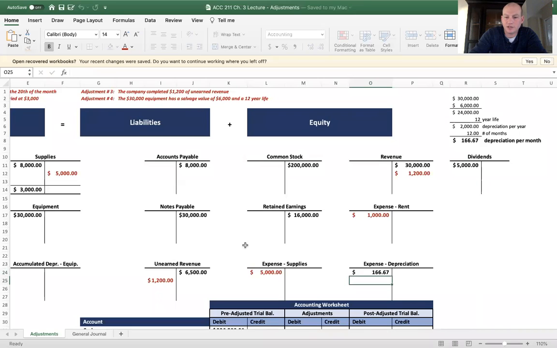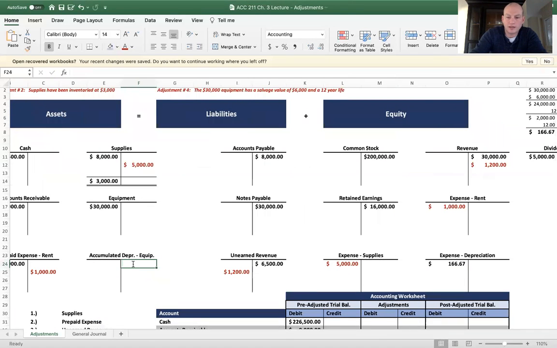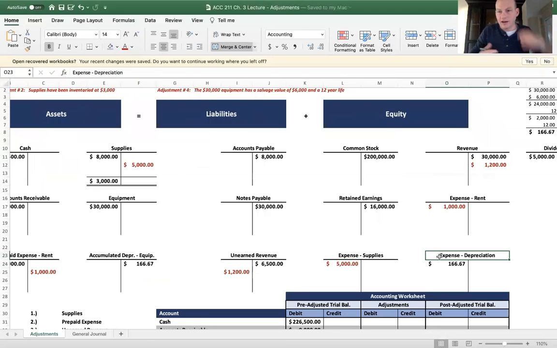How you record that is you debit depreciation expense to show the drop in equity, since the asset's depreciating, and then you credit the accumulated depreciation account because our assets are dropping in value. You decrease assets with a credit, so that's why we credit the accumulated depreciation account. It is a contra asset account, just like the expense account is a contra equity account. The more expenses go up, the more the equity drops, so it contradicts the equity. Same thing with assets: the more depreciation there is, the more the assets drop. That's why we credit it.